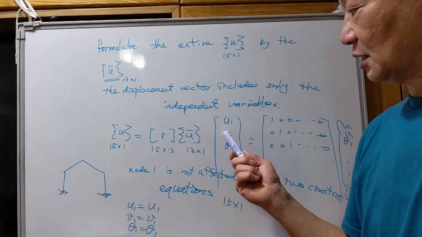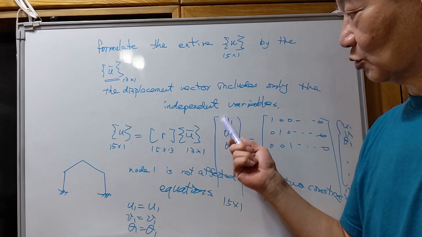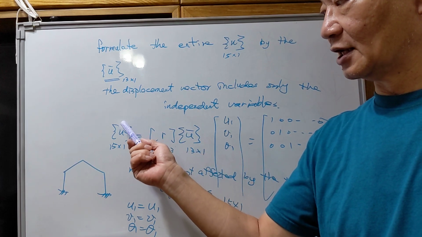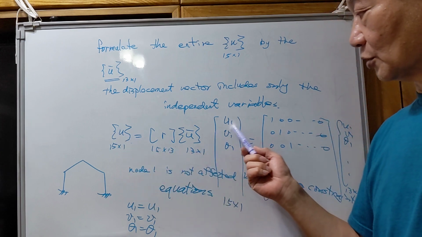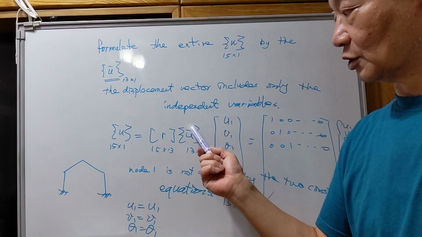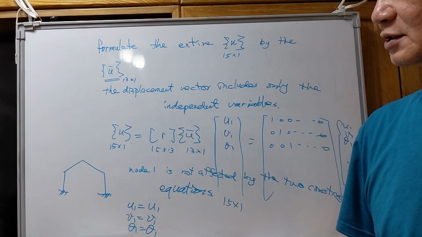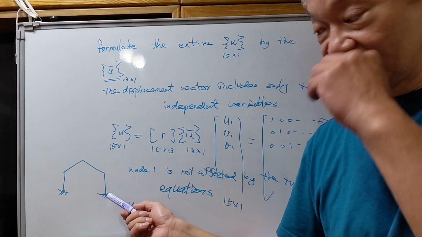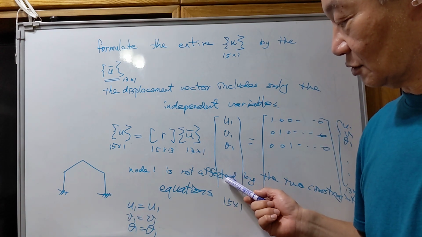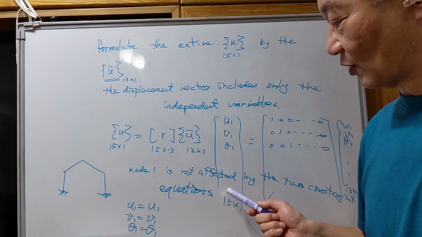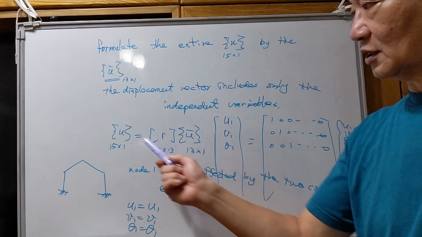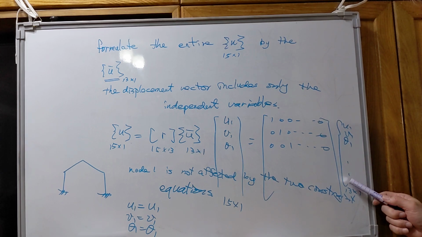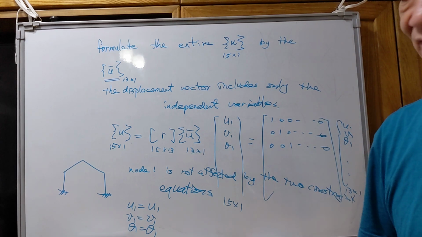So U1, V1, theta 1 will be elements in the U vector. Also, U1, V1, theta 1 will be elements in the U bar vector. The same thing can be applied to node 5. So you have U5, V5, and theta 5 in the U vector, but also you have U5, V5, and theta 5 in the U bar vector.